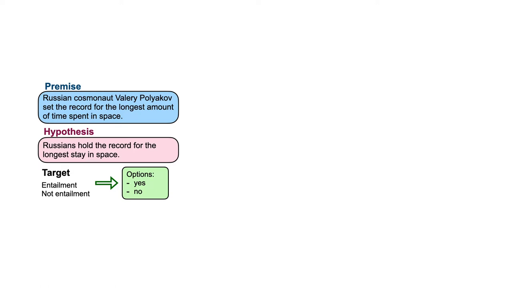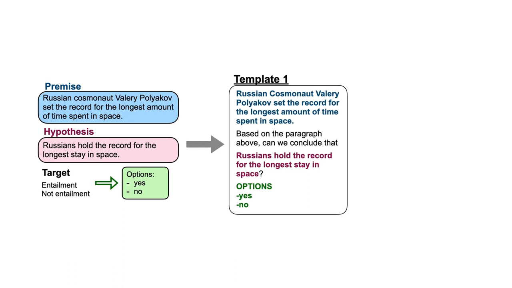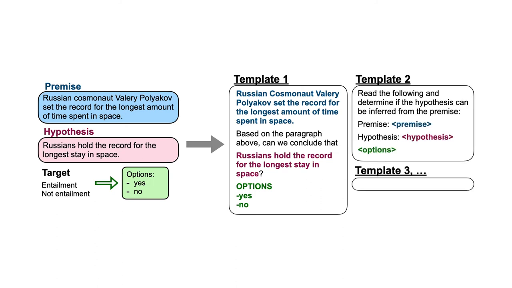For each dataset, 10 natural language instruction templates that describe the task are manually written. For instance, here's an example from a natural language inference task where we have some premise and hypothesis about Russians in space. The task is to answer whether the hypothesis is entailed by the premise. One way of phrasing the task is by giving the premise and asking the model, based on the paragraph above, can we conclude that Russians hold the record for the longest stay in space? The task could also be equally phrased as, read the following and determine if the hypothesis can be inferred from the premise, and so on.